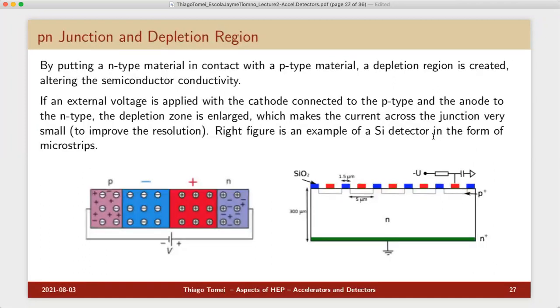And then you know what to do, right? You do a p-n junction, you put the N-type material in contact with the P-type material. Those guys, the hole and the electron find each other, and you create the depletion region, and this completely changes the semiconductor conductivity. And then you play the game that you apply an external voltage.